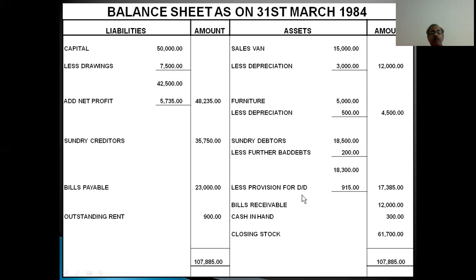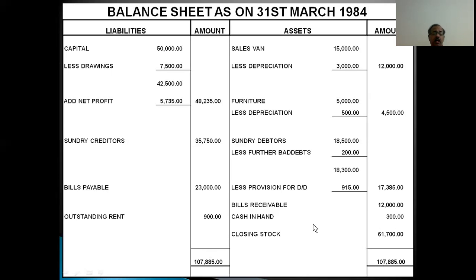Again, there will be one adjustment. Less provision for doubtful debt, 915. Outer column, 17,385. Then the next item, bills receivable, rupees 12,000. Then cash in hand, rupees 300. Closing stock, rupees 61,700. Then please add the liability side and asset side.